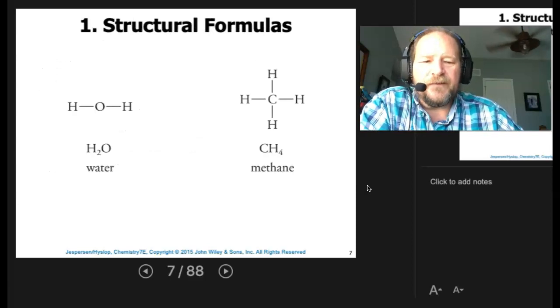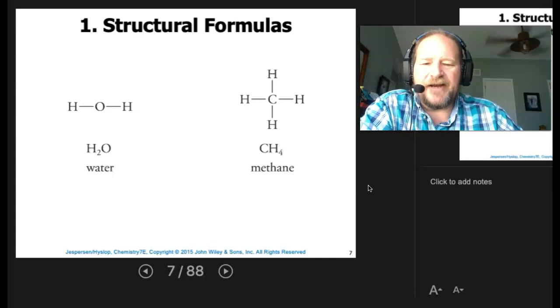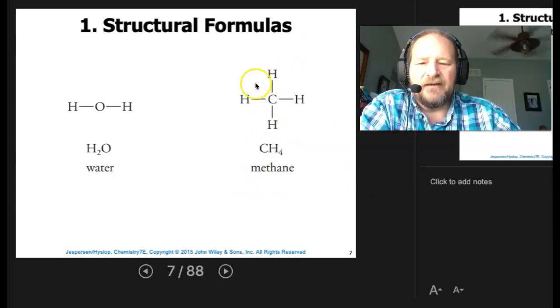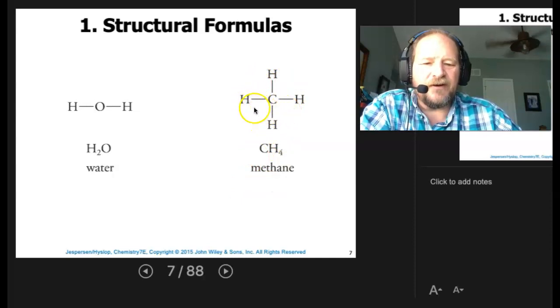So structural formulas would look something like this. For water, we might write it out as HOH, H2O, right? Methane would be CH4 or C with the tetrahedral 4s around it. So this is going to turn out to be a tetrahedral. We draw it on a piece of paper at 90 degrees, but we're going to learn this semester, if you didn't already know, that that angle is actually a lot larger than 90 degrees.